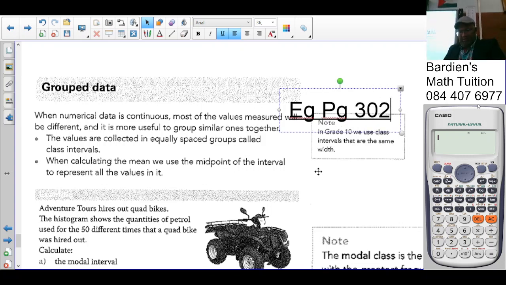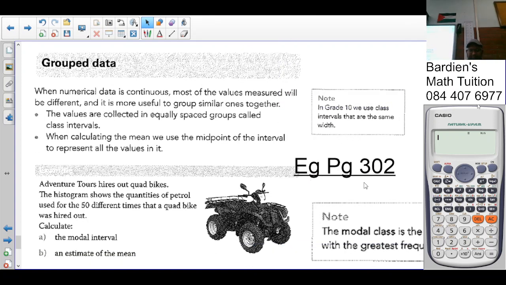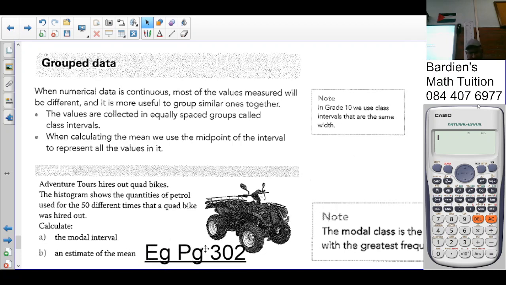My apologies for the interruption. Order reading Matahum, can you come to the office please? Order reading Matahum in grade 8, please come to the office.